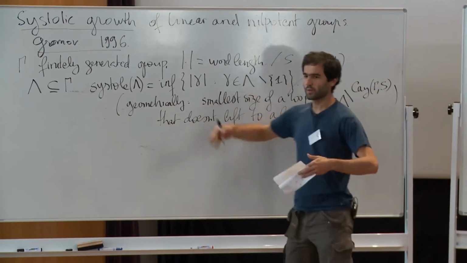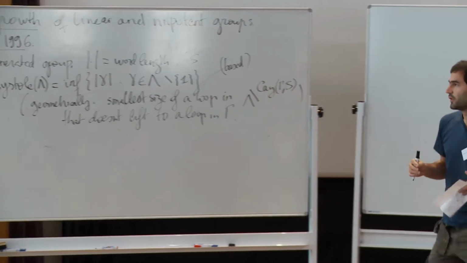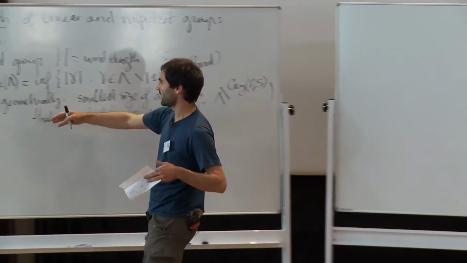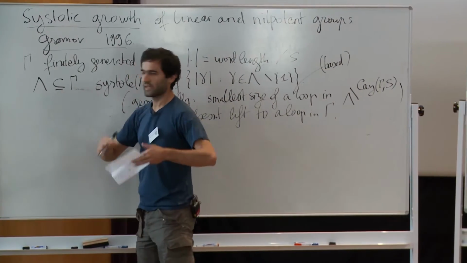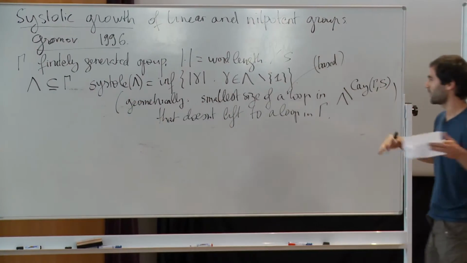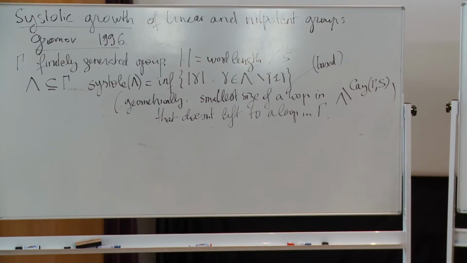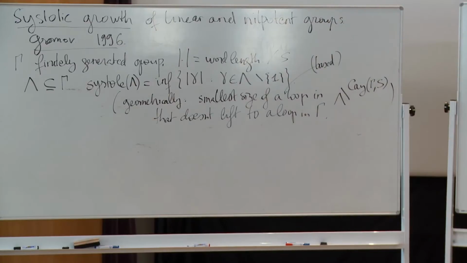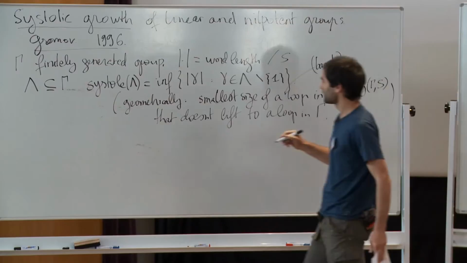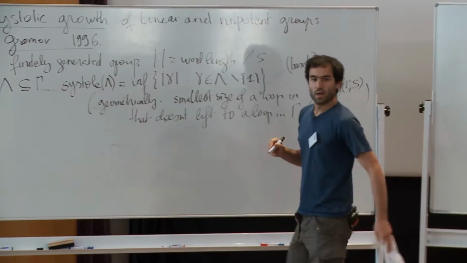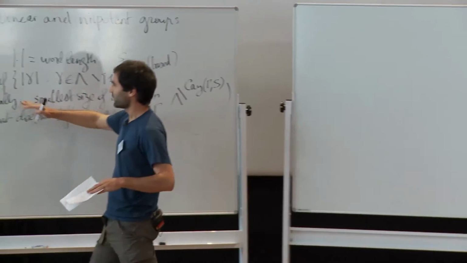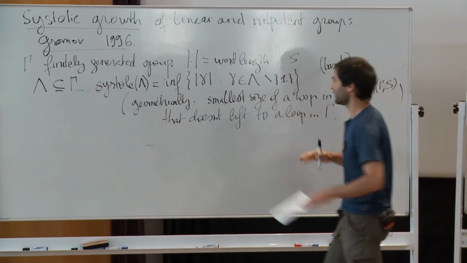So typically systole is the smallest homotopically non-trivial curve in a manifold. In some cases, typically if lambda is a nice fundamental group of a Riemannian manifold with, say, positive curvature, it essentially corresponds to the smallest size of a non-trivial loop. Okay, but anyway, from the combinatorial side, this is the definition.